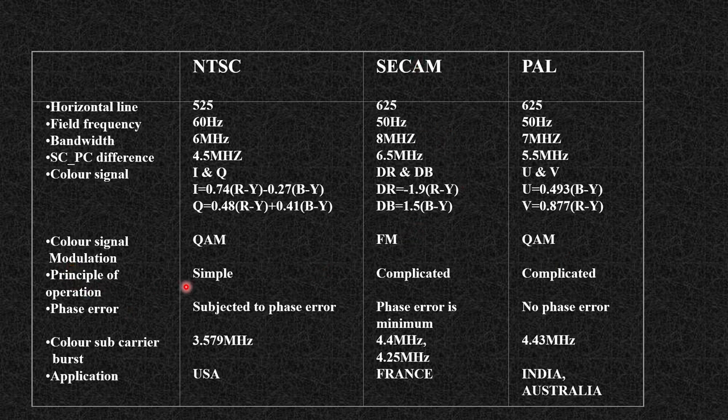Principle of operation: NTSC is a very simple operation, Secam is complicated, and PAL is again complicated because there is a reversal of phase for each and every line. NTSC is subject to phase error. In Secam the phase error is minimum, and in PAL there is no phase error. The color subcarrier burst in NTSC is exactly at 3.579 MHz. In Secam there are two color subcarriers, 4.4 MHz and 4.25 MHz. And in PAL you have a color subcarrier of 4.43 MHz.